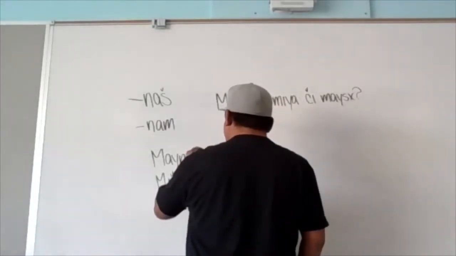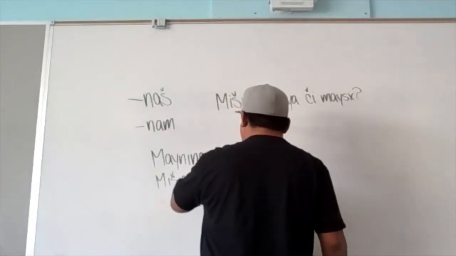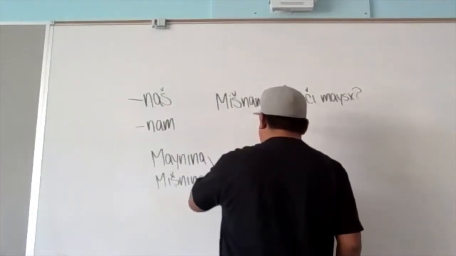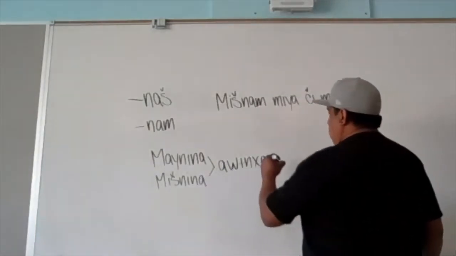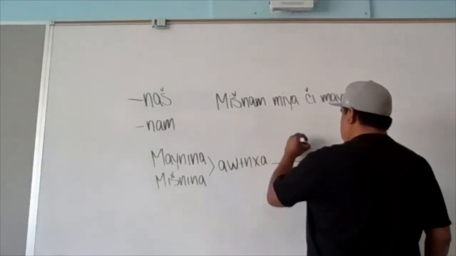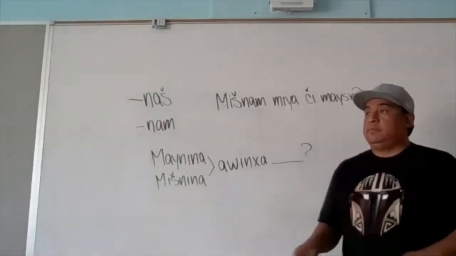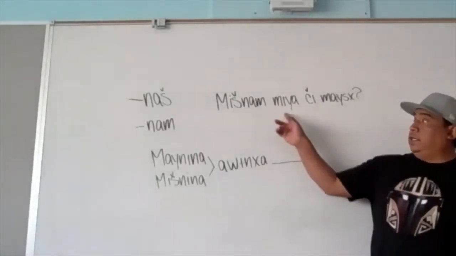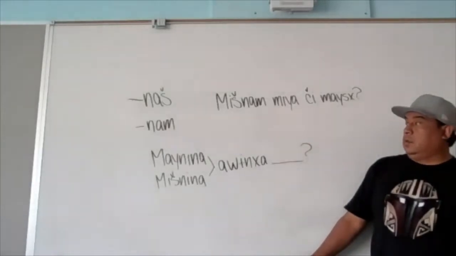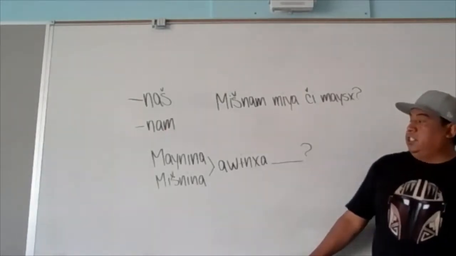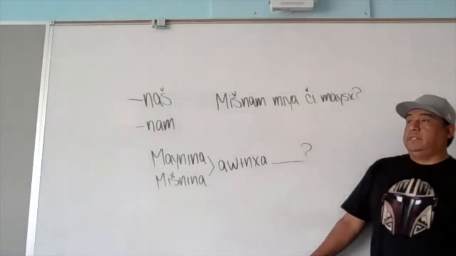Use the same word for these two as Mainina or Mishnina Awanha in your word. So you can try to figure out the answer to this question. Mishnamiya would Chimais. Mainina or Mishnina Awanha, how do I say, or how do we say actually, how do we say?